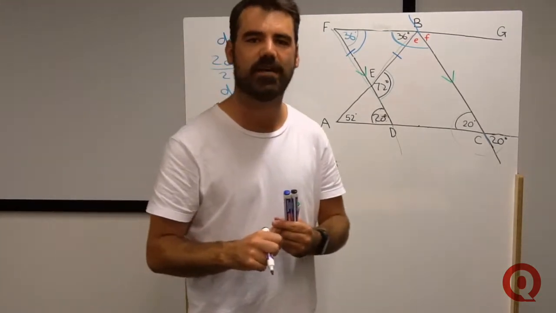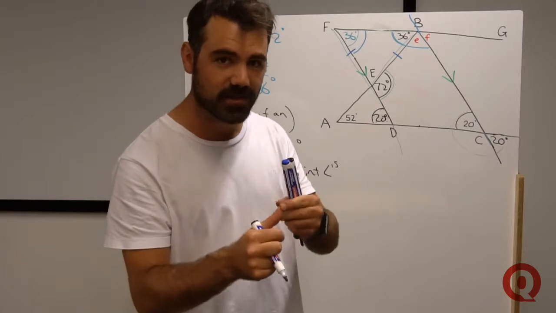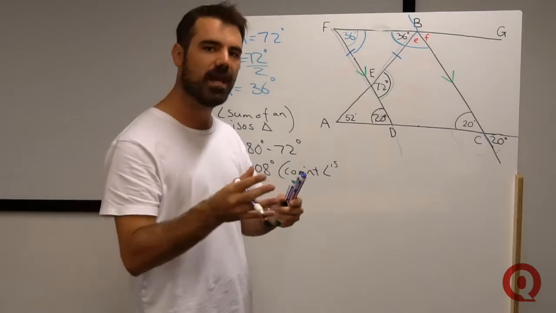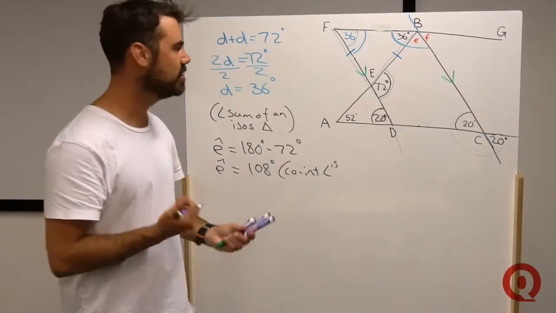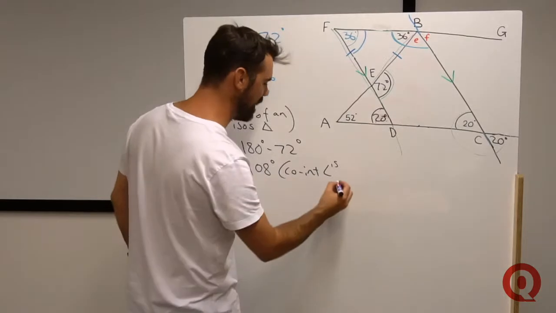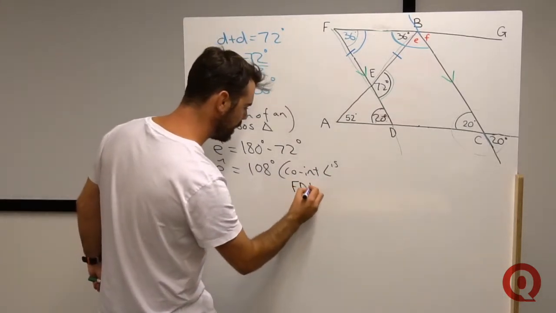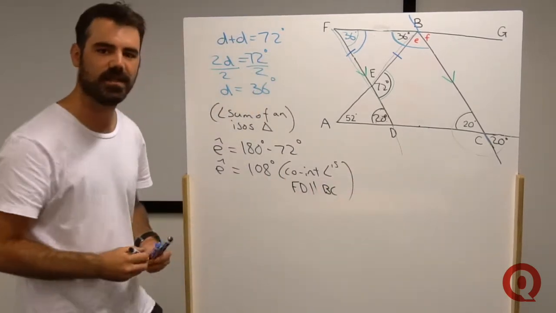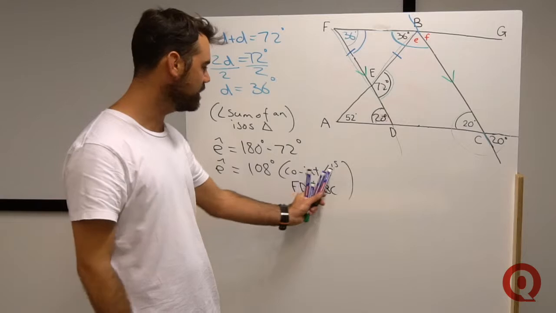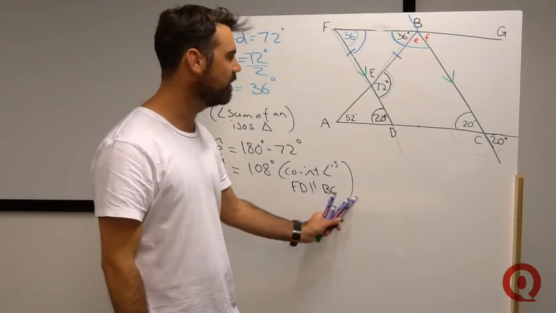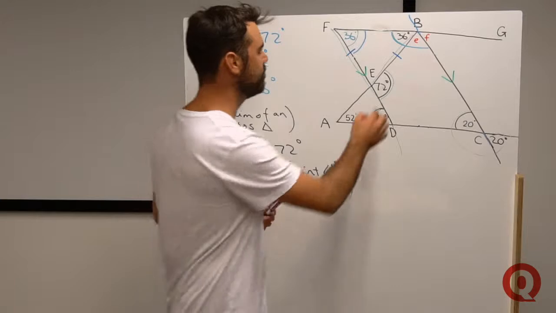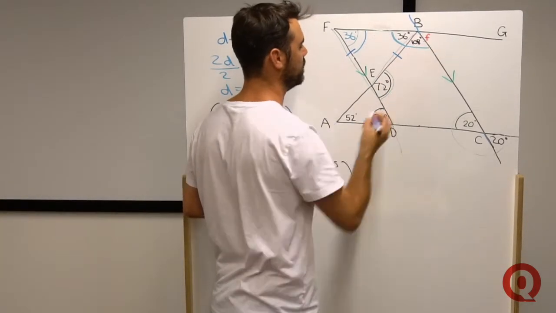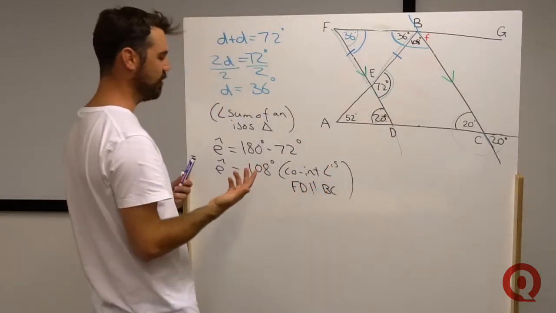What did I say about co-interior angles? It falls into the same category as my alternate and my corresponding angles. So co-interior, corresponding, alternate only happen when I have parallel lines. So I need to tell them that I've used parallel lines FD being parallel to BC. And now my reason is finished. So I've now said it's co-interior angles because FD is parallel to BC. Next step, I need to update this. So this is going to be 108 degrees. There we have it. So now I've found E.